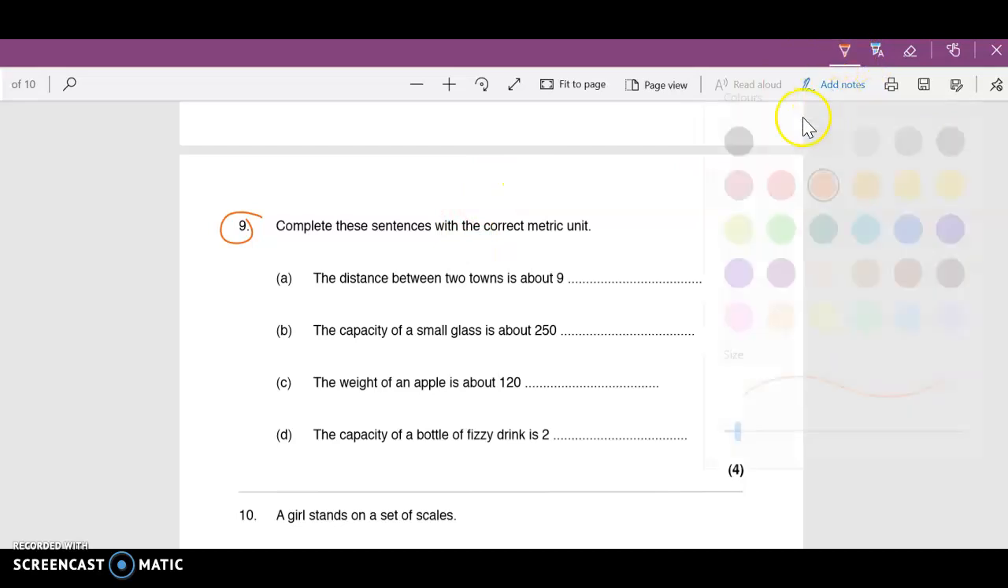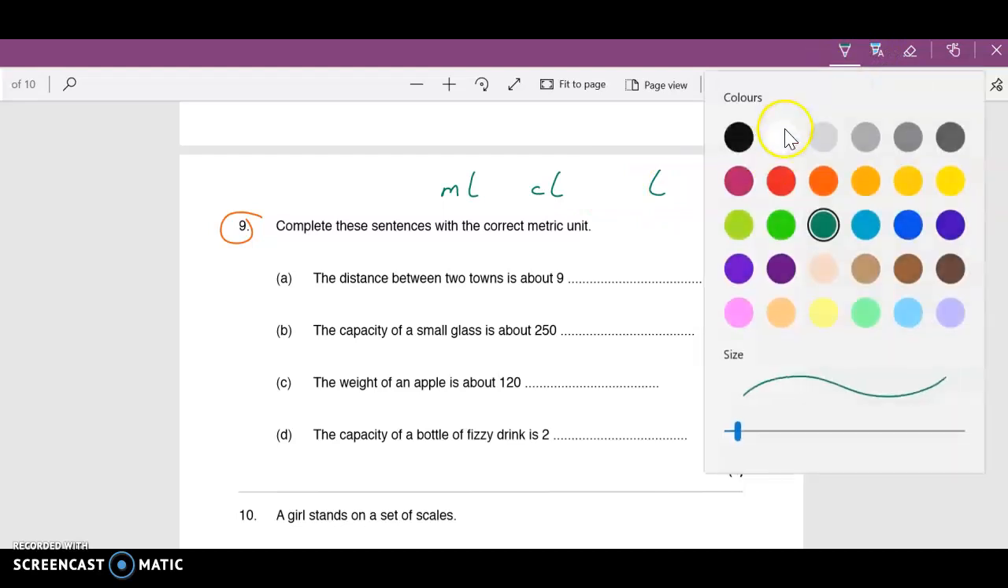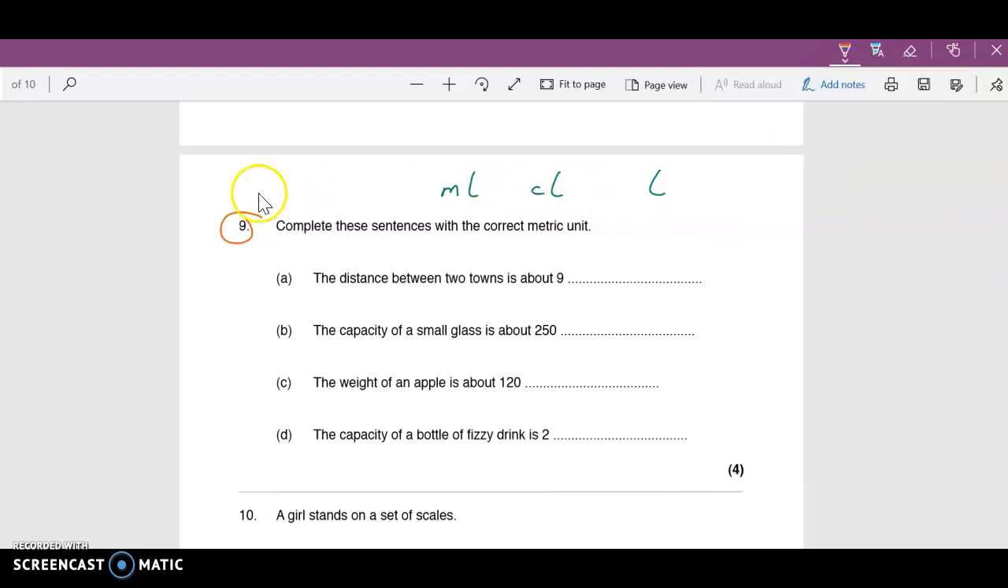So the different names we have for capacities are milliliters, centiliters, and liters. Okay, so here we go, we're going to do the conversions. So 1 centiliter is 10 milliliters, and 1 liter is 100 centiliters. These are all capacity liquid measurements.